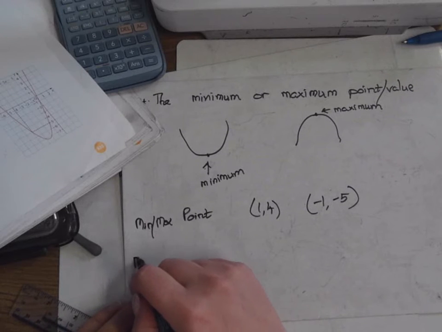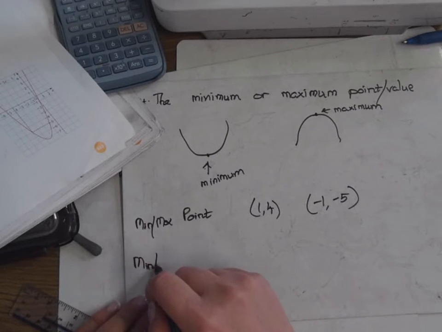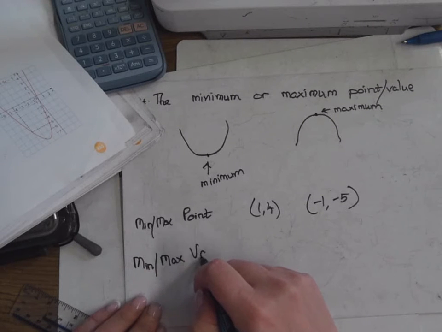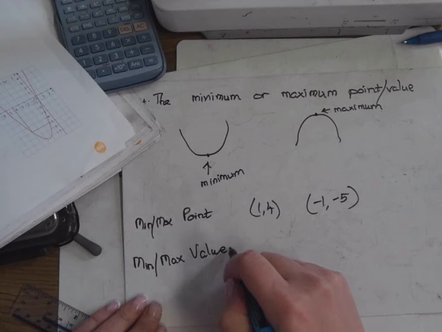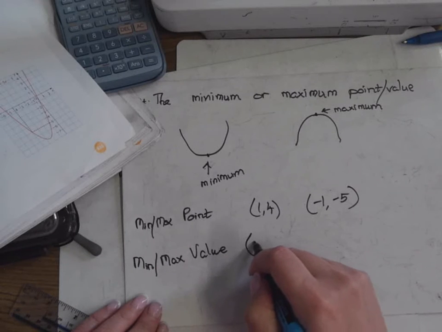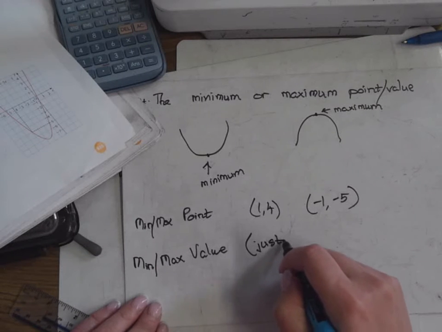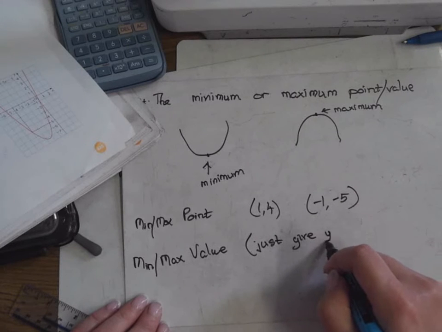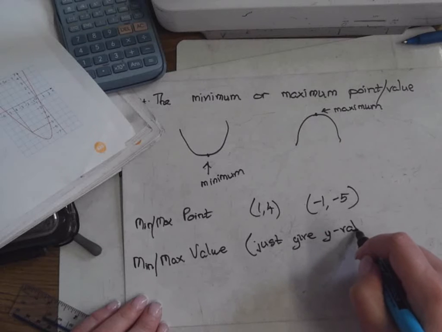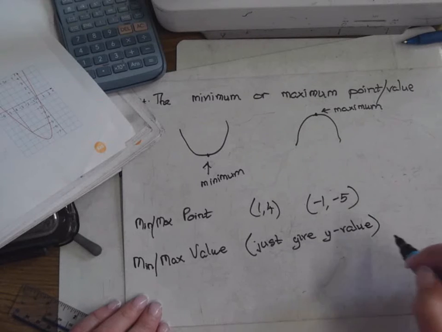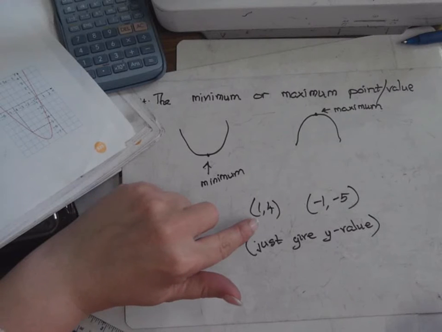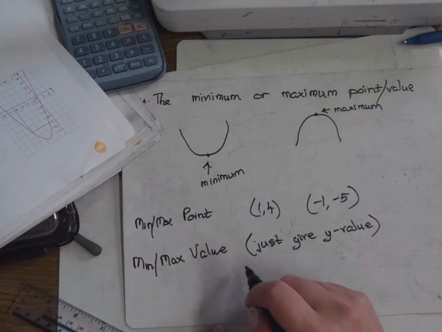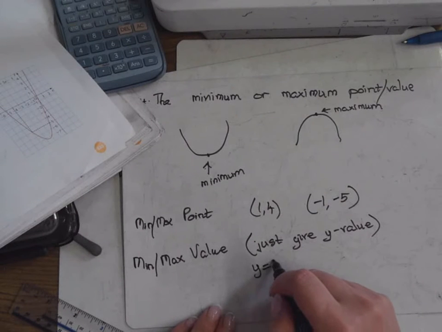If they ask you for a value, max value, you just give the y value. So you don't give the point, you just give the y value. That's my next question to you. What do I mean by the y value, girls? Remember, it's xy, isn't it? Your points are xy. So which is the y value? 4. So you could just give y equals 4.